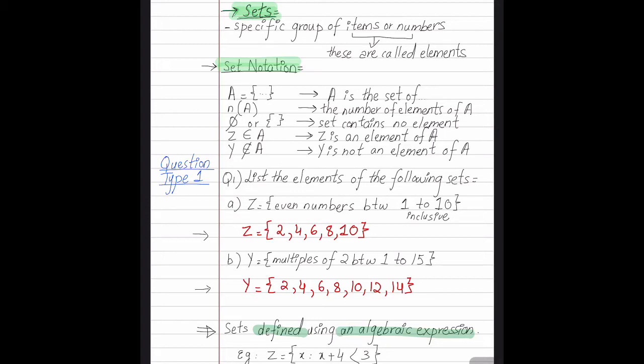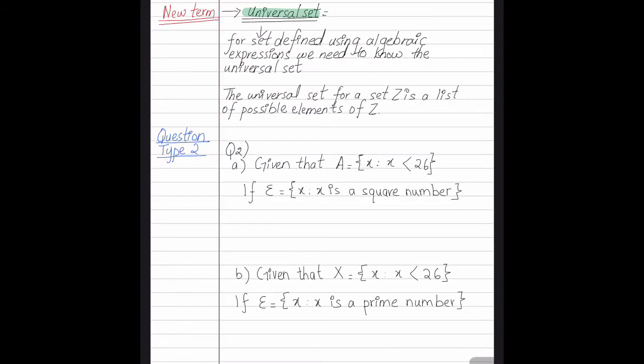Okay, so now there are sets which are defined using an algebraic expression. For example, the set that has been stated has been described using the algebraic expression x plus 4 is less than 3. And the appropriate way to read this statement is that Z is the set of numbers x such that x plus 4 is less than 3. So yeah, okay, moving on.